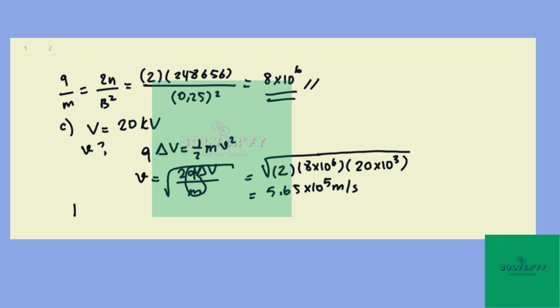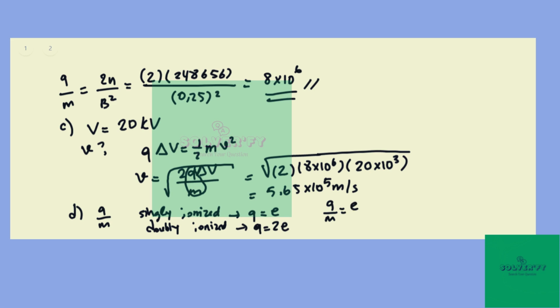And then in part E, we're asked to calculate the Q over m for a singly ionized particle. Then, if that's the case, for a singly ionized particle, our Q is basically e. For doubly ionized, the Q is basically double. Now, Q over m for the first case, for the singly ionized one, would be equal to e over m.